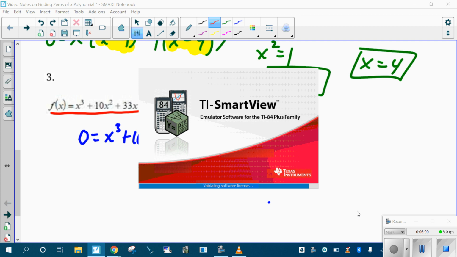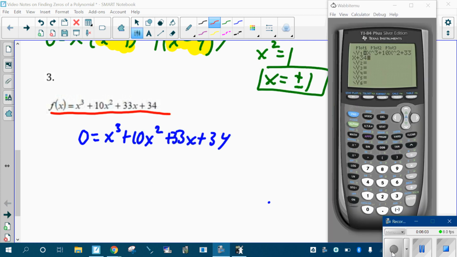Give me a second here. Sorry, I lost my calculator there for a minute. I had to find it in my backpack.